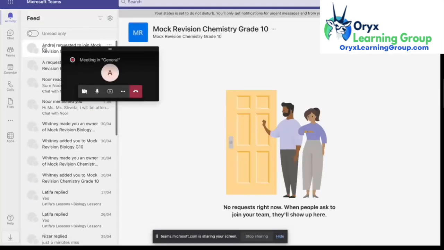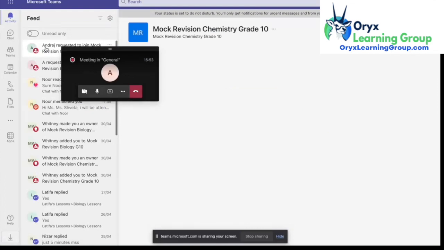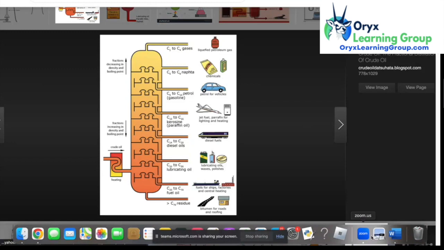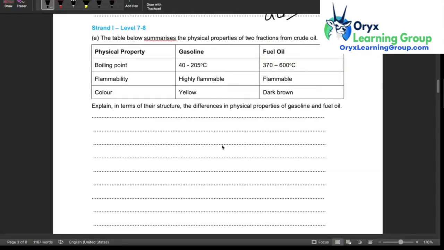So that has to form a very, very main part of your answer. Let me go back to the worksheet. What you should be writing is, gasoline has carbon chains from C5 to C10, whereas fuel oil consists of carbon chains from C20 to C70. This is the major difference between these two. Because of this difference, they have these properties.